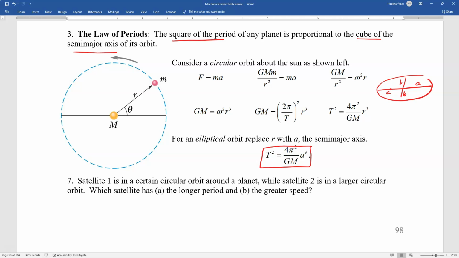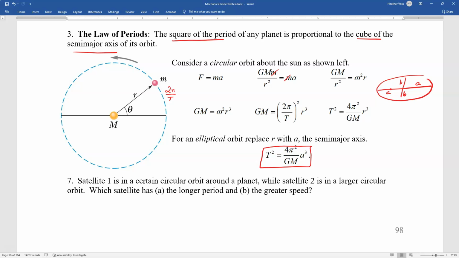Now, we could create that formula, and that's what the steps here are showing. Because we said, okay, well, force is equal to mass times acceleration. We can plug in the gravitational force. Those masses are going to cancel. Acceleration is centripetal, so it's going to be omega squared r. Move everything over, and we would get that GM is proportional to all of this, and we could calculate omega by basically assuming it's close to a circle. We could go, okay, well, that's 2 pi over the period, and then go from there.